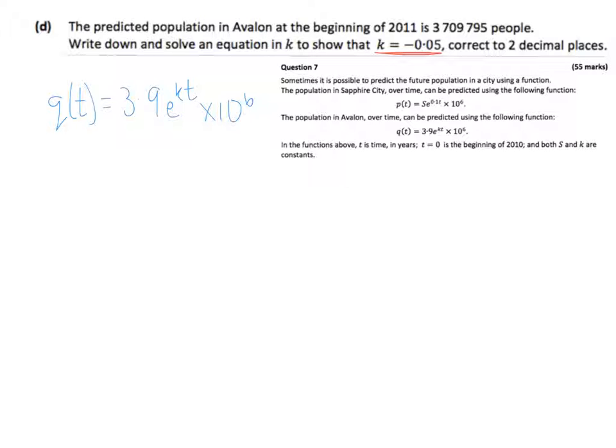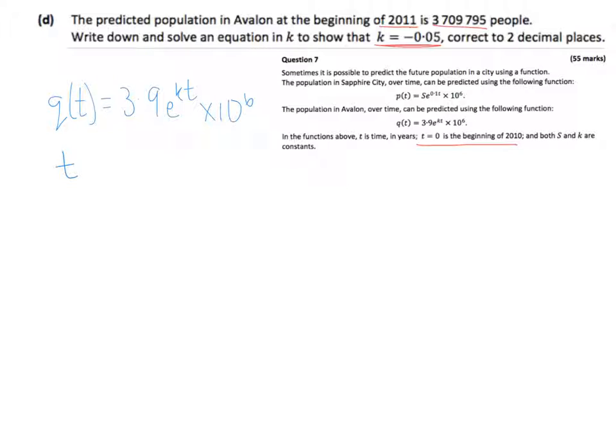We're told it's the beginning of 2011 and we're told the population at that time. Well, if the beginning of 2010 is t equal to 0, well then we know that at 2011 it's going to be t equal to 1. So that's our first piece of information. So here I'll have t equal to 1, and then I know that Q of 1 is equal to 3,709,795. Okay, and so I'm just going to substitute into my formula and solve.